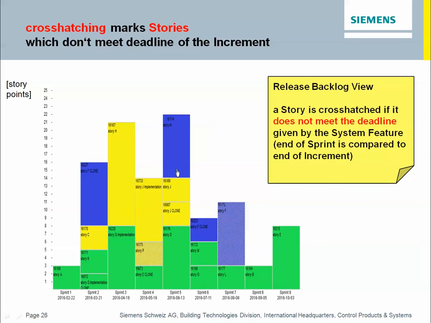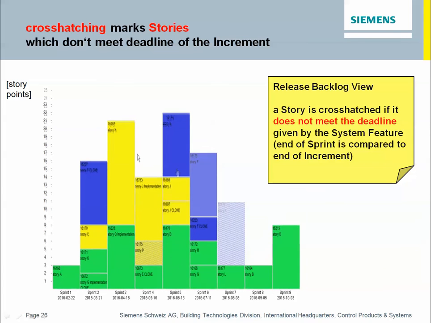Then we also have the cross-hatching functionality. This marks a story with a cross-hatch if the story doesn't meet the deadline of the system feature. For example, we have here this blue story, and obviously sprint 7 is too late for this story. So what we can do now is move it to sprint 6, and now the cross-hatch has gone. That means we now meet the deadline of the system feature.